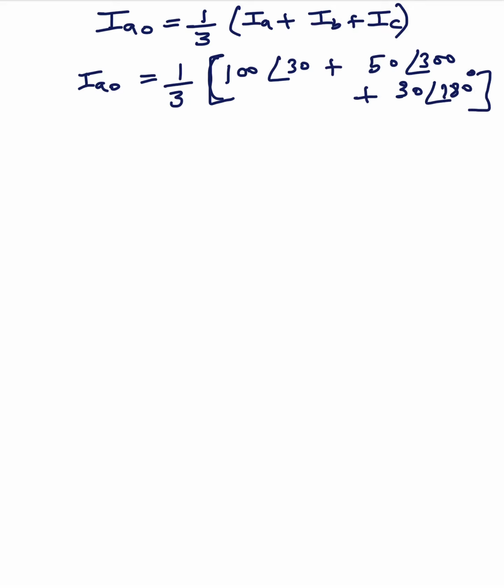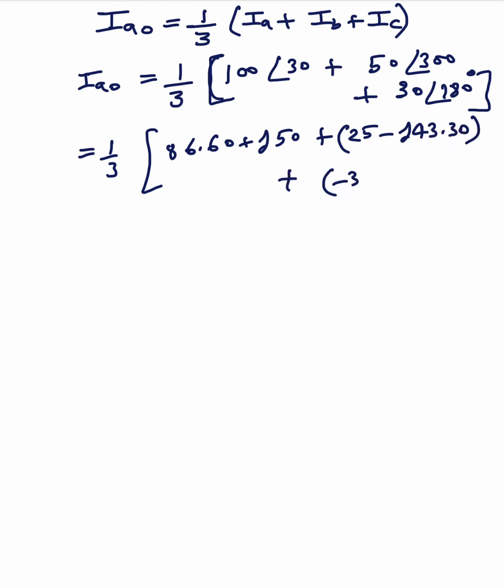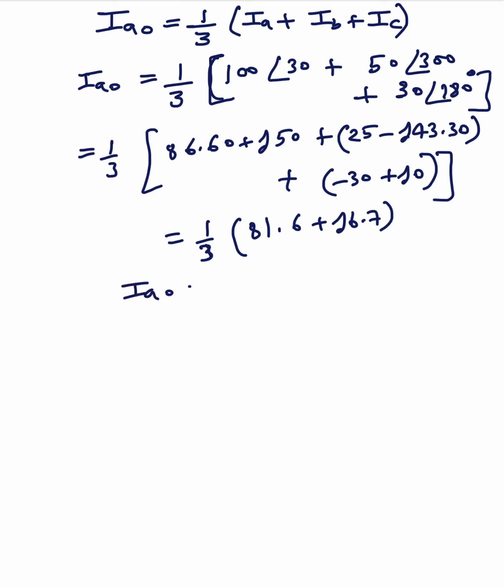So here we calculate the value of this, 1 upon 3, and we can write it in the polar to rectangular coordinate system. That is 86.60 plus J50, plus 25 minus J43.30, plus minus 30 plus J0. So the value is 1 upon 3 into 81.6 plus J6.7. So IA0 is equal to 27.29 and angle 4.69 degree ampere. Okay, so that is IA0.